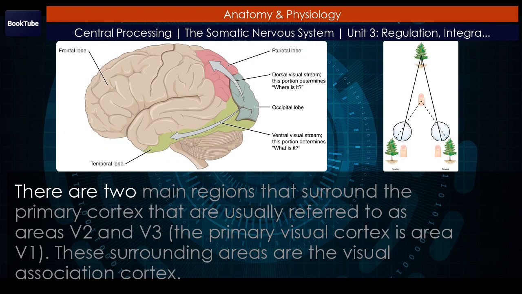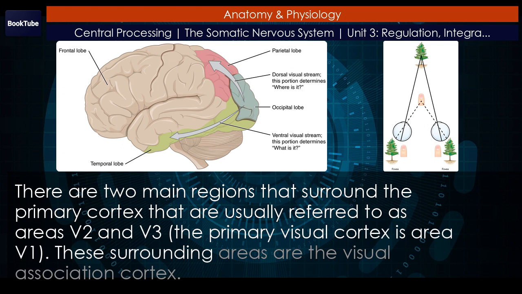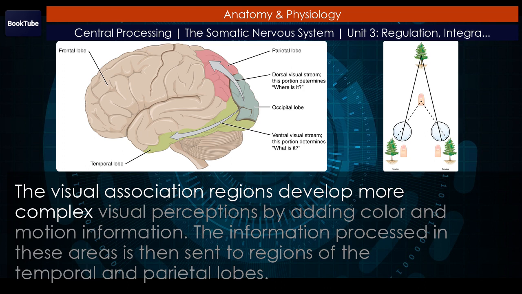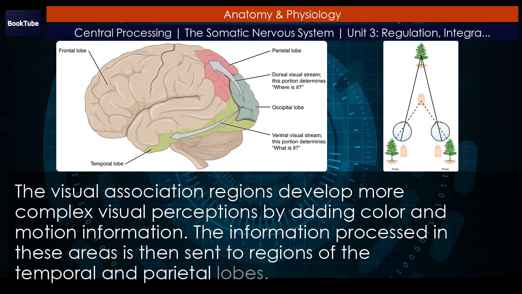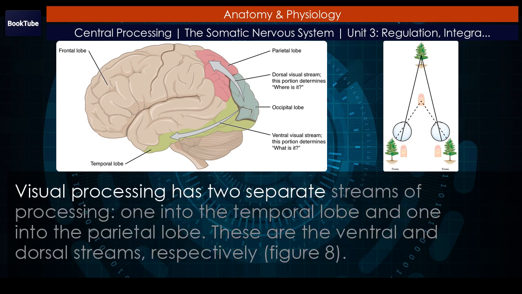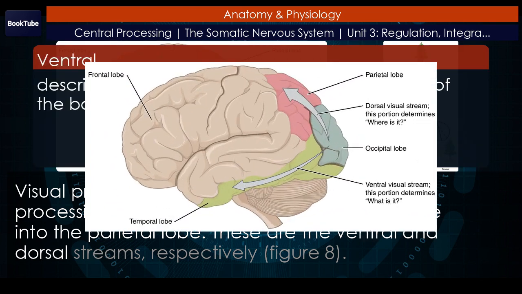There are two main regions that surround the primary cortex that are usually referred to as areas V2 and V3. The primary visual cortex is area V1. These surrounding areas are the visual association cortex. The visual association regions develop more complex visual perceptions by adding color and motion information. The information processed in these areas is then sent to regions of the temporal and parietal lobes. Visual processing has two separate streams of processing, one into the temporal lobe and one into the parietal lobe. These are the ventral and dorsal streams, respectively.